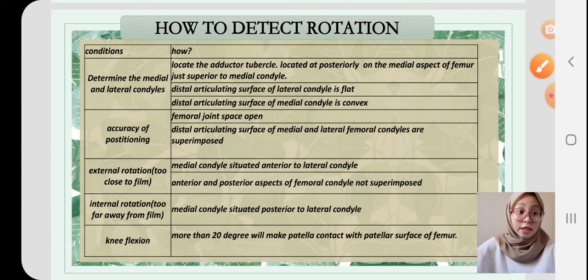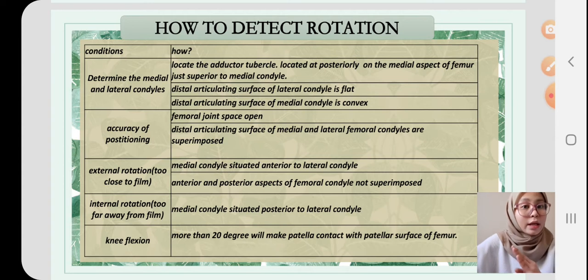How to detect rotation? First we need to determine the medial and lateral condyles. How? First we need to locate the adductor tubercle, which is located at the posterior on the medial aspect of the femur, just superior to the medial condyle. Next, the distal articulating surface of the lateral condyle is flat, while the medial condyle is convex. Next is accuracy.